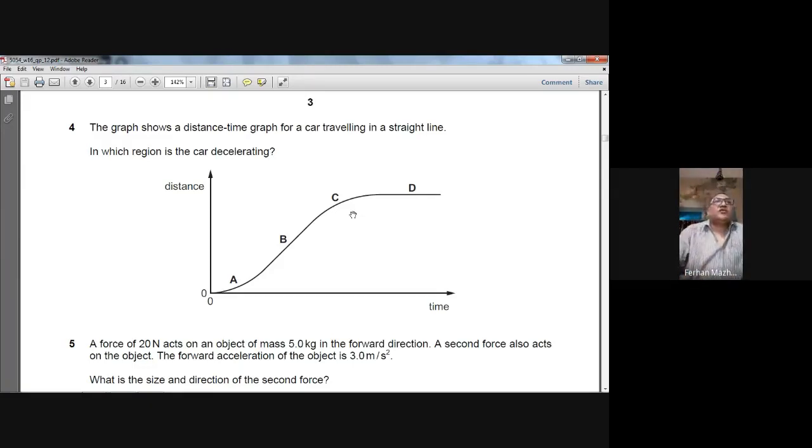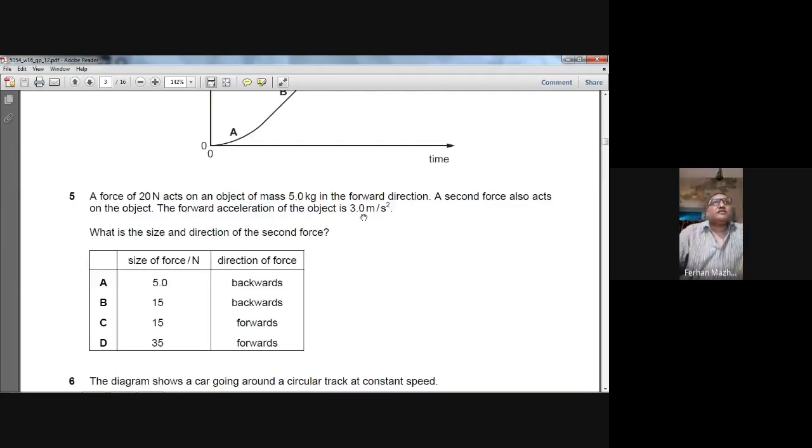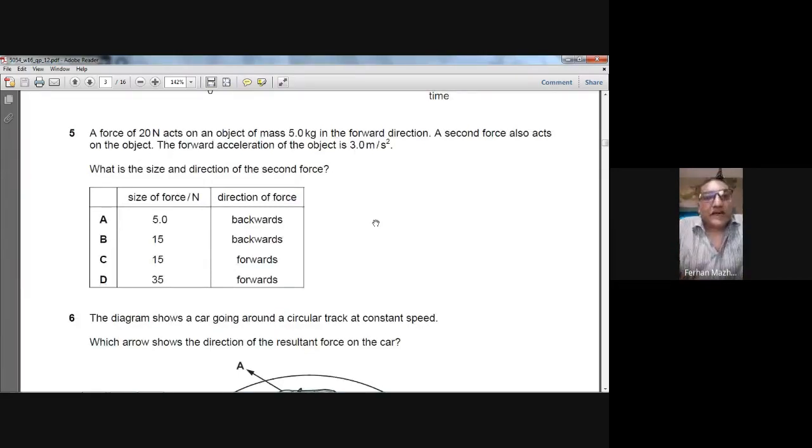So for question number 4, in which region is the car decelerating? C is the option. I hope you understand. On your screen we have question number 5. A force of 20 Newton acts on an object of mass 5 kg in the forward direction. A second force also acts on the object. The forward acceleration of the object is 3 meter per second square.